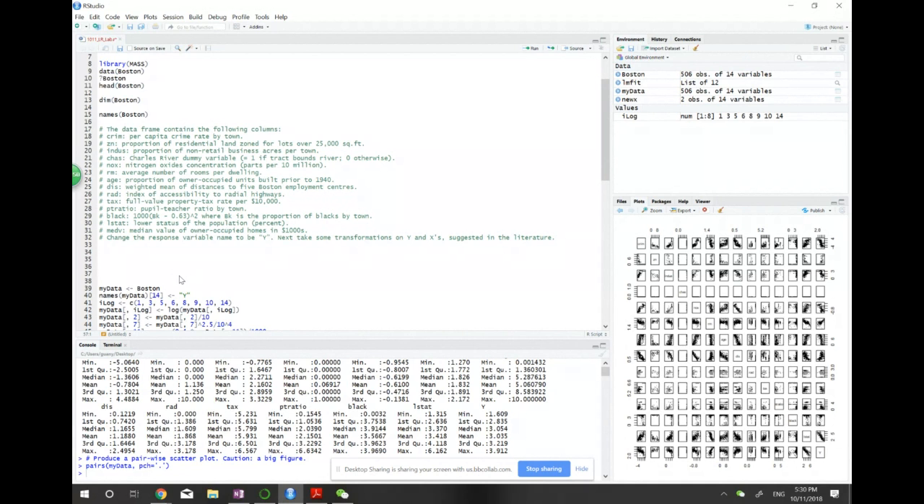Okay, and here we also offer the R program to show how to realize all of this. And that is for this lab.